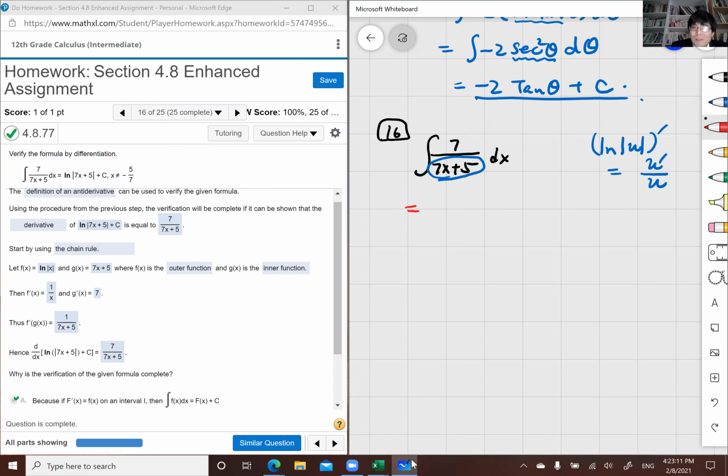So it's going to be something like ln of the absolute value of 7x plus 5. And the derivative of the inside is going to be 7. So that's going to be the antiderivative. Now I just need to add c.